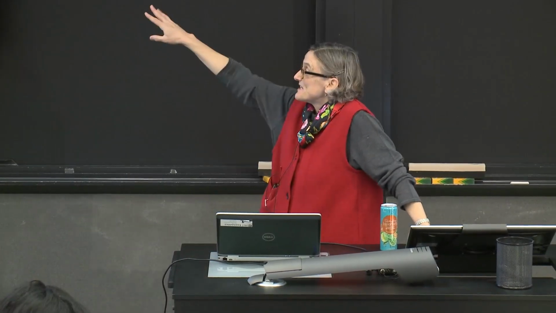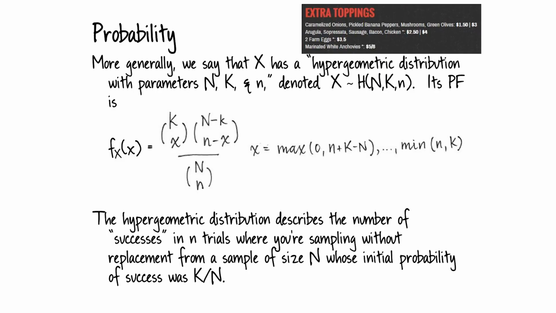Yep? Describe the max and the min again, just the notation there. What does that equation mean? Okay, so these are the values for which x has positive probability. It obviously can't have positive probability for anything less than 0, and it also can't if, let me see, n plus K minus N. So if the number that you choose plus the number of vegetarian toppings minus N is positive, then that's the minimum that x can take on.